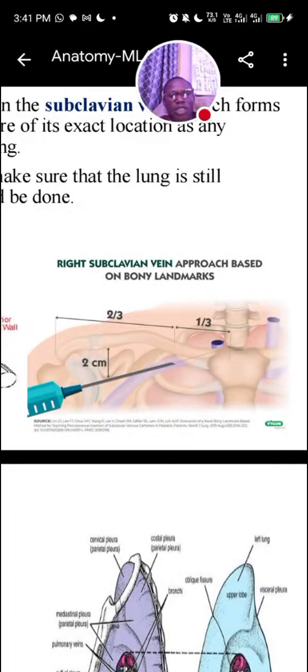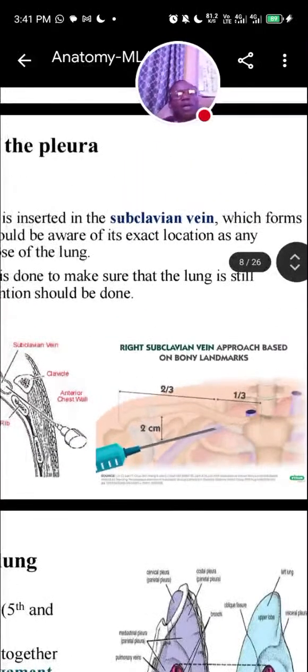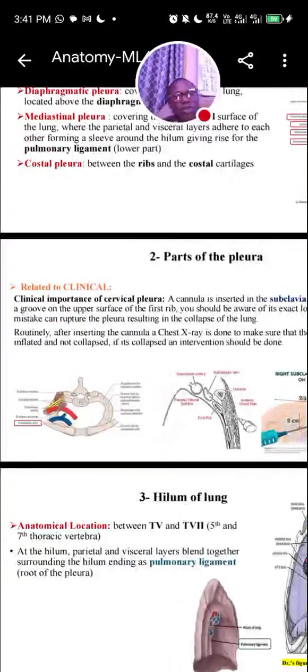Now watch what is happening here. Right subclavian vein approach based on bony landmark. Now, let's come back home. Looking at the clinical significance of the pleura, specifically the cervical pleura.